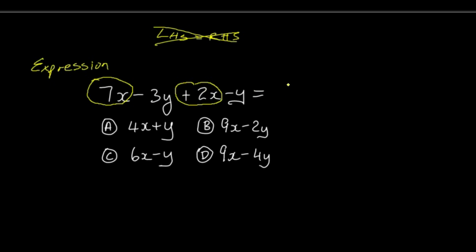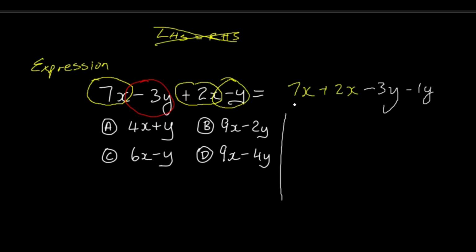So the 7x, we just write back the 7x. And the plus 2x, we just simply write plus 2x. We are not transposing because we don't have two sides. We only have one side in the expression itself. And we're going to take the minus 3y. So let's write that. So we have minus 3y. And we're going to also take the minus y, or minus 1y. Let's put the 1 there, just for now.